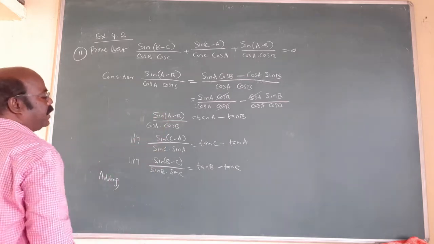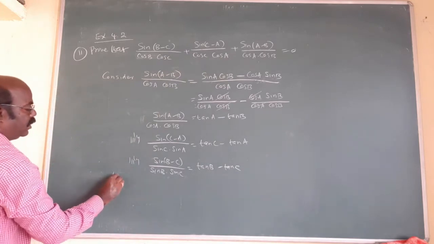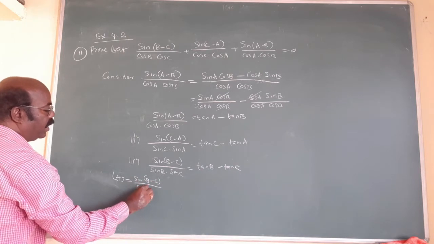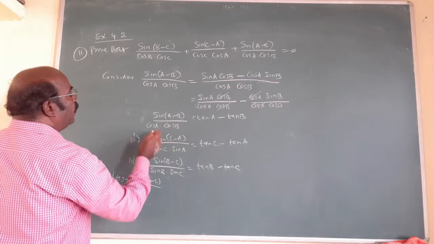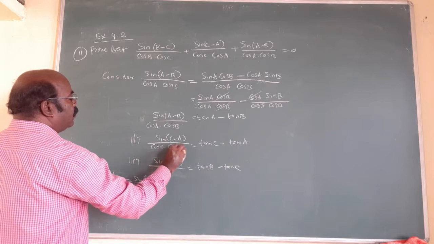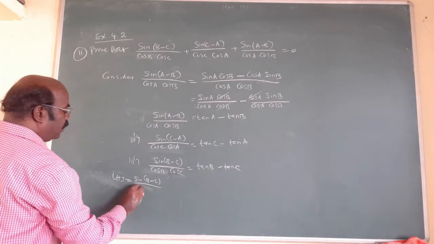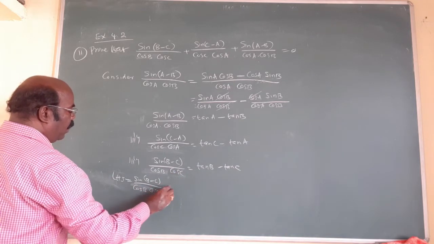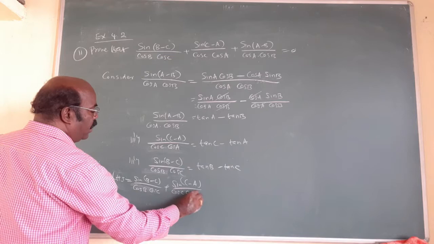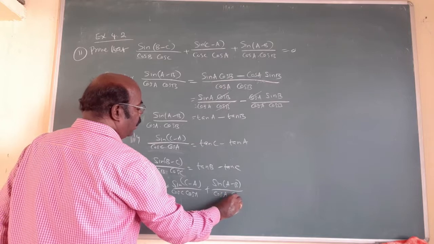Now adding, we get the left hand side. What is the LHS? This LHS you know. Now directly start with LHS. LHS equals sin(b − c) divided by, sorry, here this is cos, cos b cos c, plus sin(c − a) divided by cos c cos a, plus sin(a − b) by cos a cos b.